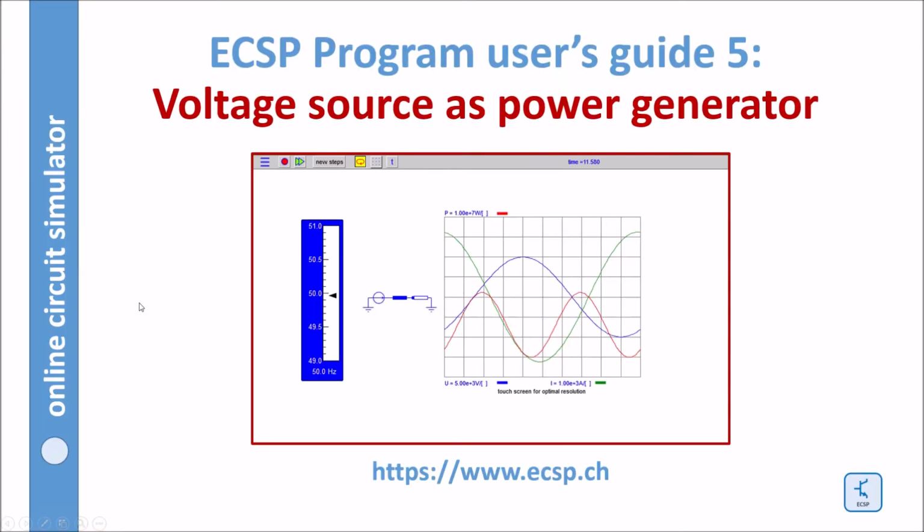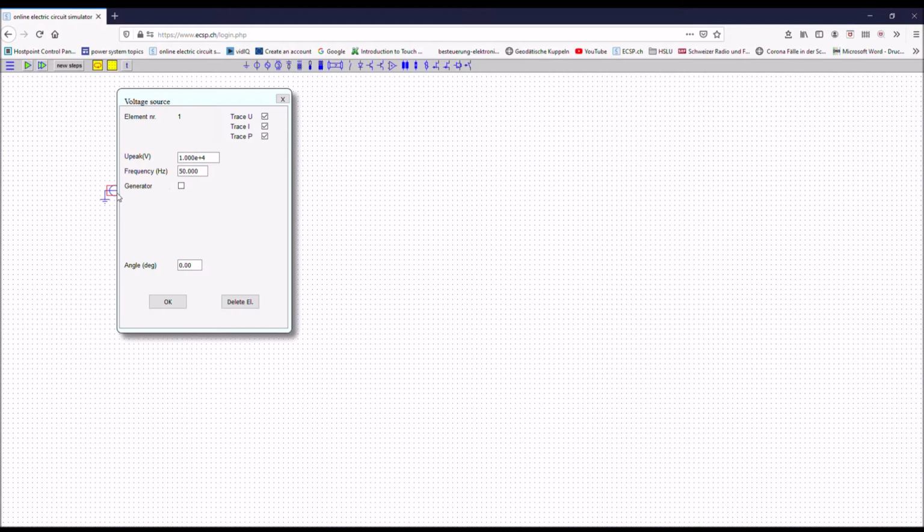You can also use the single phase voltage source as a single phase power generator. Then you can go here, you push the tick box generator, and what you see now is that you have to enter the maximum power. In this case I choose 100 megawatt, and then automatically it calculates an inertia. The inertia is normally shown here. You can change it, of course, and then let's run it now to see what happens.